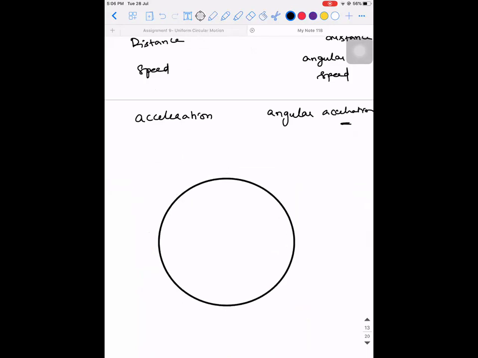So when I take a circle, let's say there is a particle which is revolving from A to B. Okay. Let me say it has covered a distance of S. Now with respect to the center, say the vector has covered an angle theta.